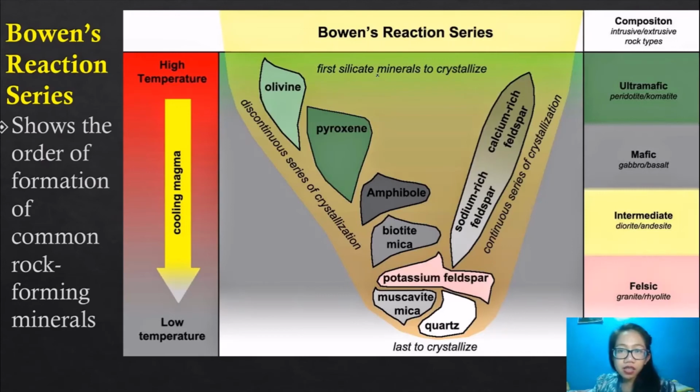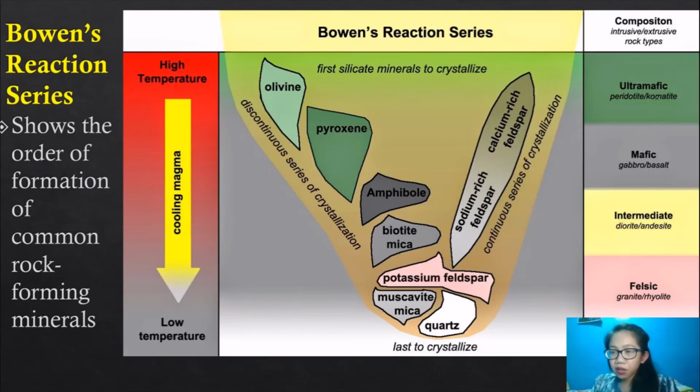even at the high temperature, the first minerals that will form, okay, will be olivine. So the first minerals that will crystallize will be olivine at high temperatures. Then the last one would be quartz, because they've crystallized in low temperatures. Okay, so that's how to use this part of the graph, or the diagram.